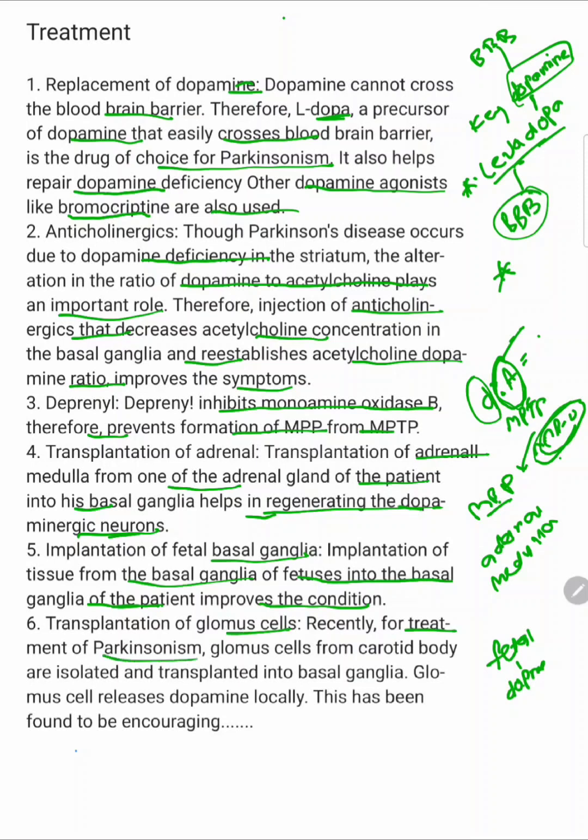Next, transplantation of glomus cells. Recently, for treatment of Parkinsonism, glomus cells from the carotid body are isolated and transplanted into the basal ganglia. Glomus cells release dopamine locally. This has been found to be encouraging. So, recent research suggests that glomus cells can produce dopamine locally, so glomus cells can be transplanted.